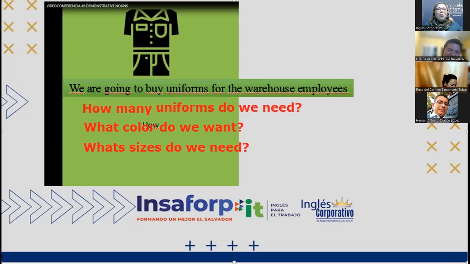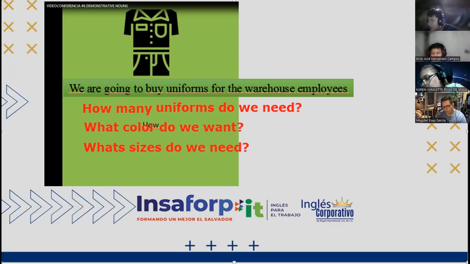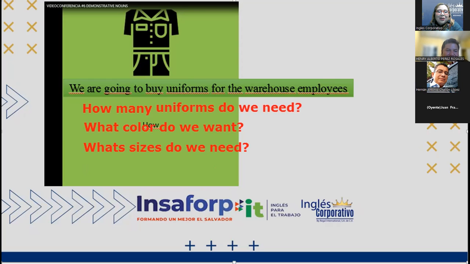A ver, pensemos ya en las respuestas a cada pregunta, ¿verdad? Peter. Dígame. Yo quería preguntar algo, pero no sé si se va a hacer lo correcto o no. Go ahead. We need 12 black uniform large. Very good. For men or for women? It's for men, teacher. Nice. Yes, it's correct.